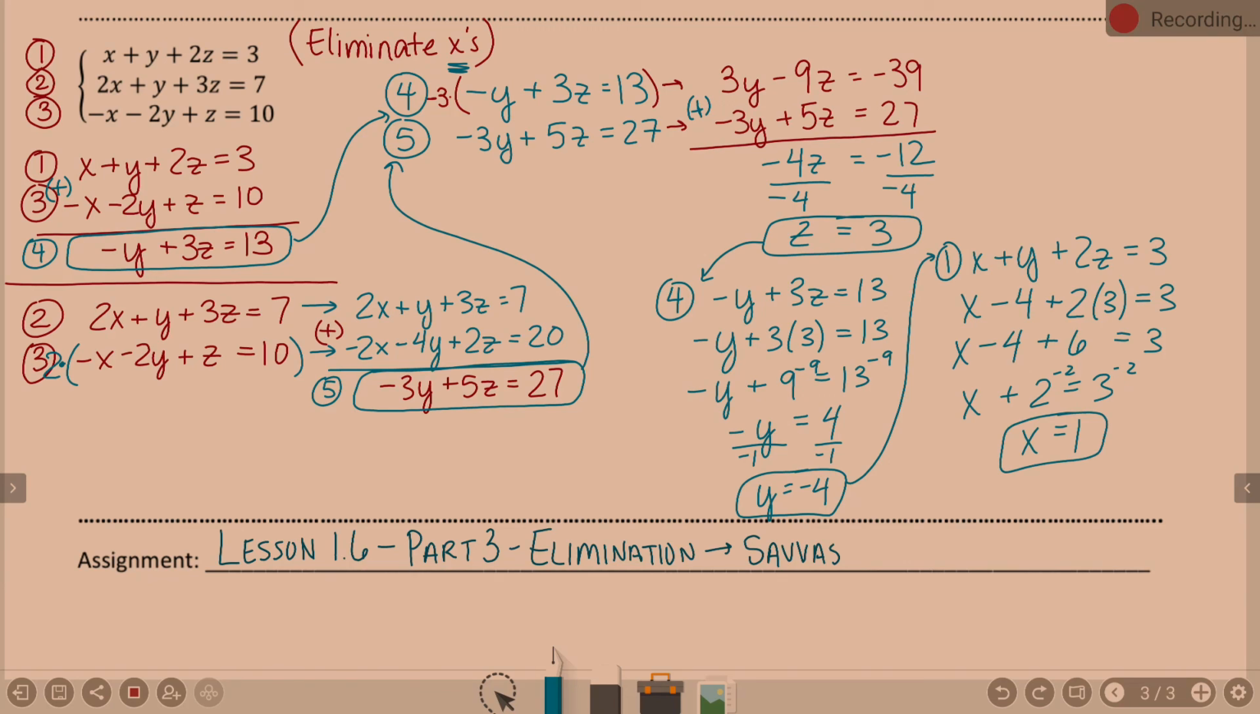1, negative 4. Ordered triple: x, y, z. 1, negative 4, and 3. In homework, they are looking for ordered triples. Now, I will say we have not talked about no solution or infinitely many solutions or anything like that. So expect that you're going to be answering a unique solution when you look there.